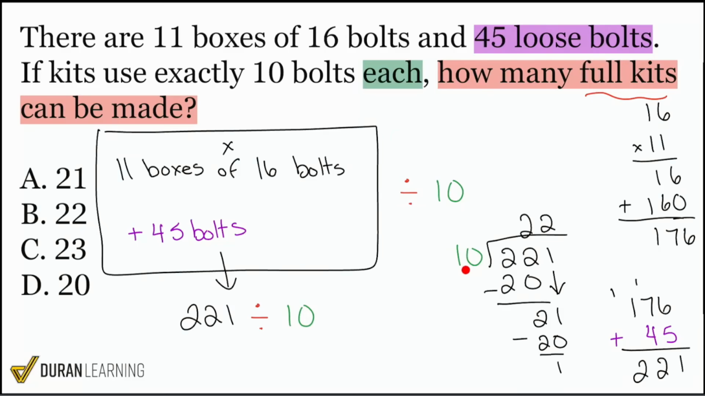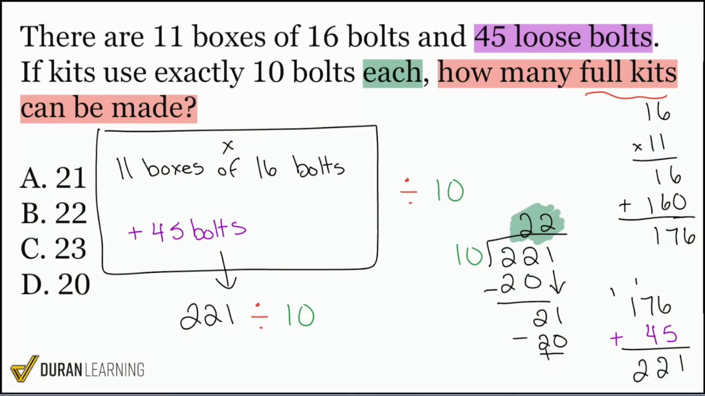Everybody, we just divided 10 into 221, and we got a full 22. We got a remainder of 1. Everybody, how many bolts do we need to make a full kit? Yeah, we need 10. If I took that one remaining bolt, is that enough to make a whole kit? No, right? We need 9 more. So the correct answer here is going to be to leave it at 22.